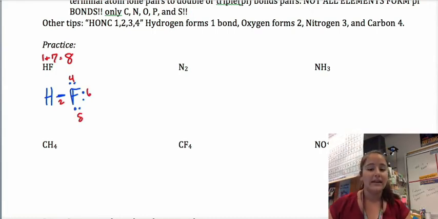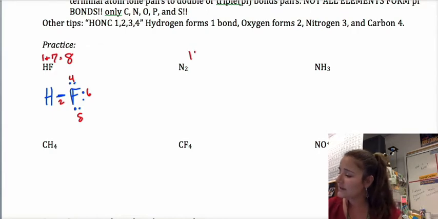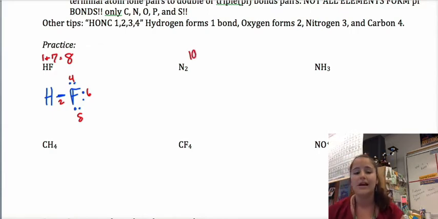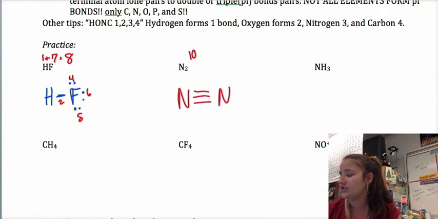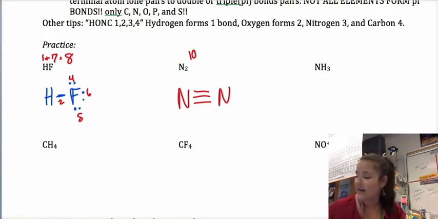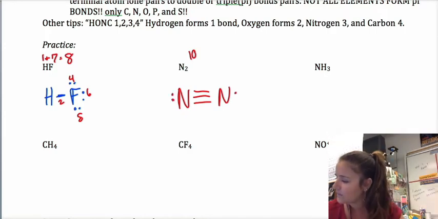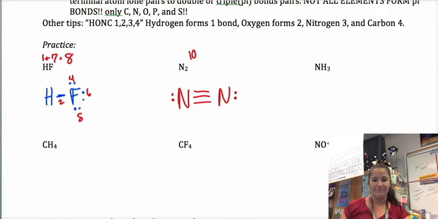Okay. Nitrogen has 5, so that's going to be 10 total electrons for N2. And if you remember HONC, 1, 2, 3, 4, you know that nitrogen likes to form 3 bonds. So nitrogen triple bonded to nitrogen, so there's 6 electrons used so far. We have 10, so we're going to put 1 lone pair on each of them.